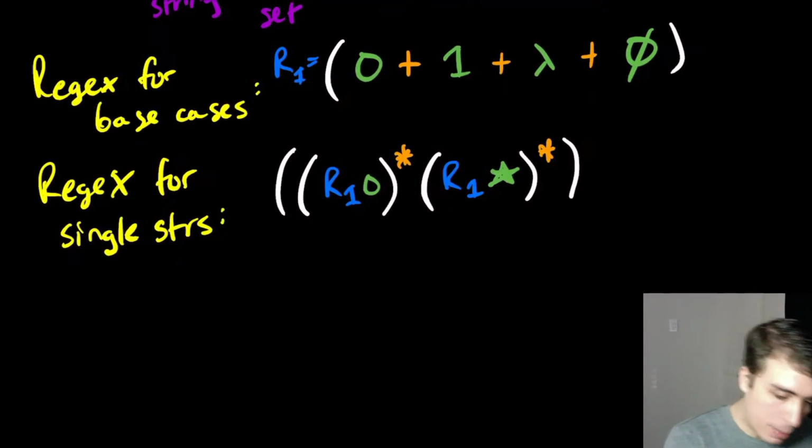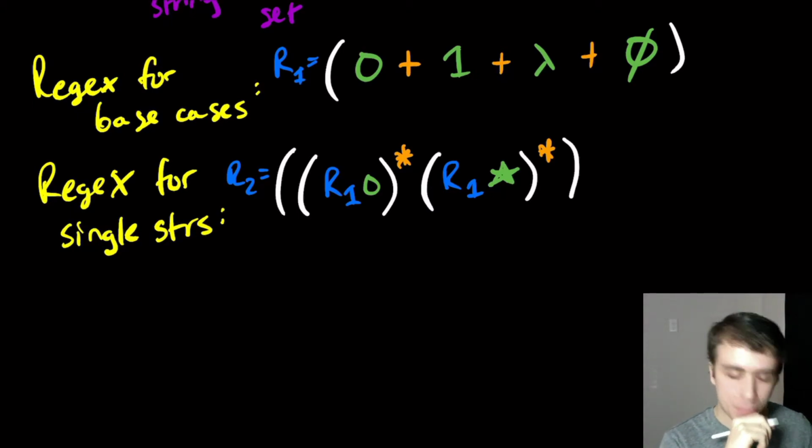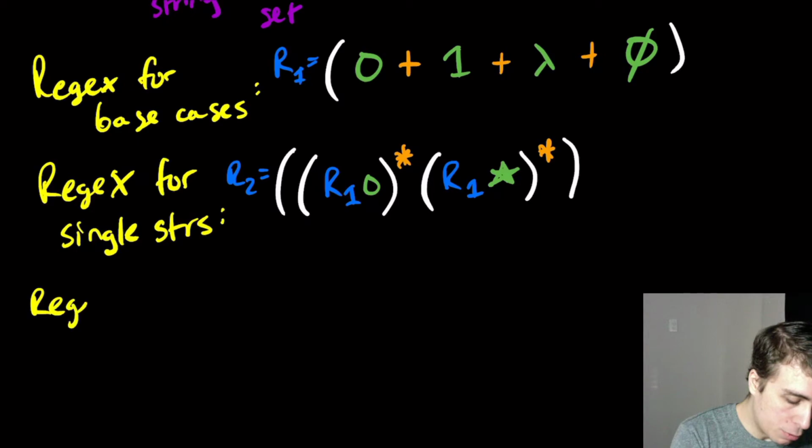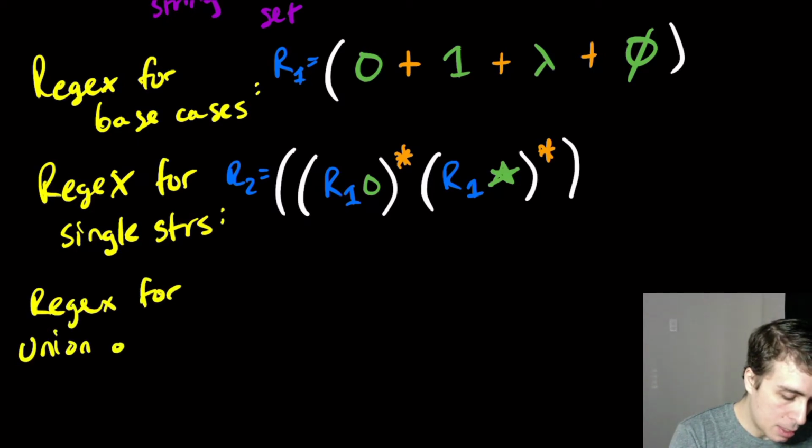Okay. So what I'm going to do now is call this guy R2, and now I'm going to refer to R2. So now let's work with each of the operations one at a time. So let's handle union first. So we're going to have a regex for the union of single strings.